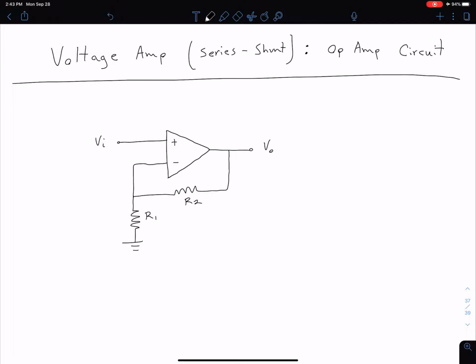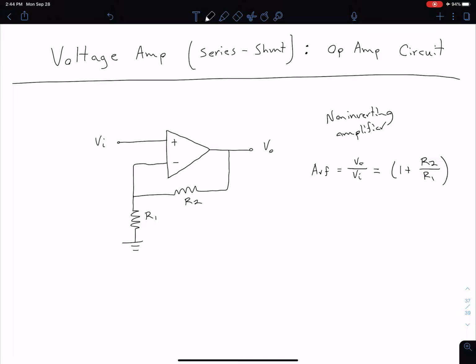We're going to start with our voltage amp, and remember our voltage amplifier has a series input with a shunt output, so we're talking about our series shunt configuration. And so this circuit here you might recognize from a previous class as being a non-inverting amplifier. When we previously analyzed this, we found the closed loop gain, which is equal to the output divided by the input, is equal to 1 plus R2 over R1.